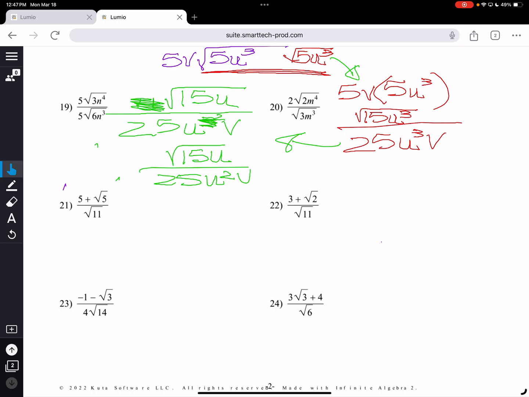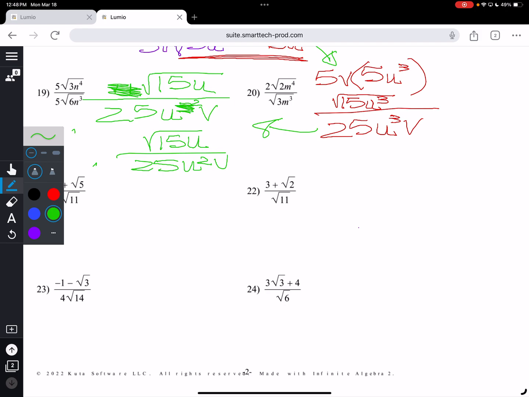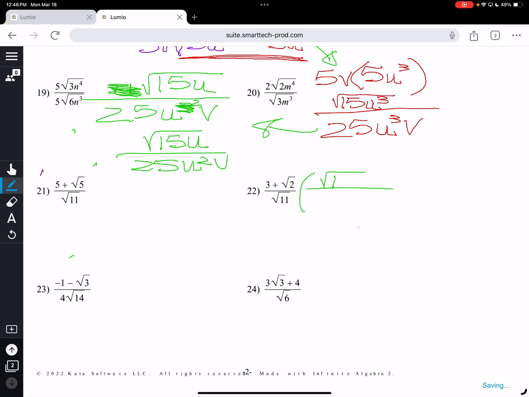What are we going to multiply by for 22? Wait till the next page. I always think it's easy at the beginning, then we flip the page and it's impossible. It's understood one, but it's understood radical 11. Radical 11 times radical 11 gives us what number? 11. Is that the answer for the denominator?